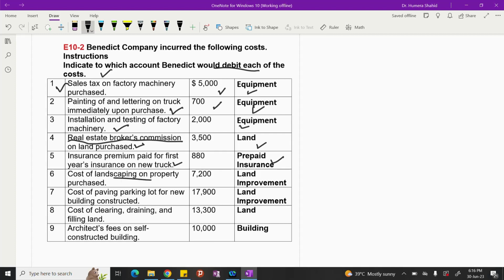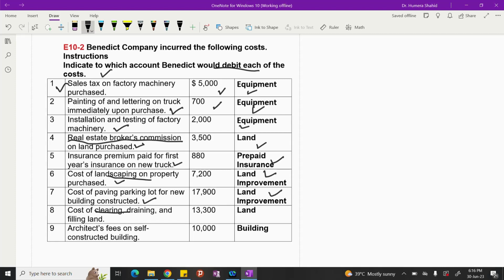Cost of landscaping. Landscaping is just like parking lots and driveways. So landscaping and some greenery, you do it on the property. So you did some landscaping, that is land improvement. Cost of paving parking lots for new building constructed. So that's also land improvement.